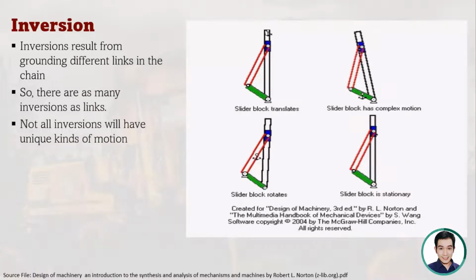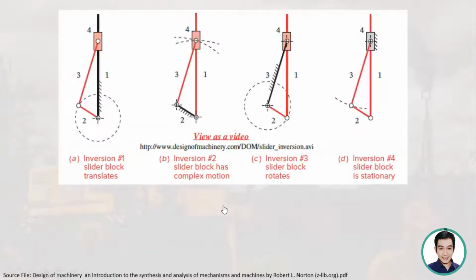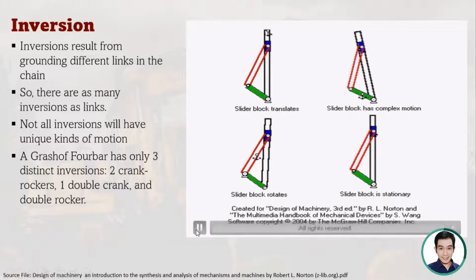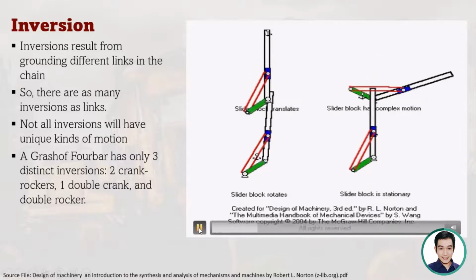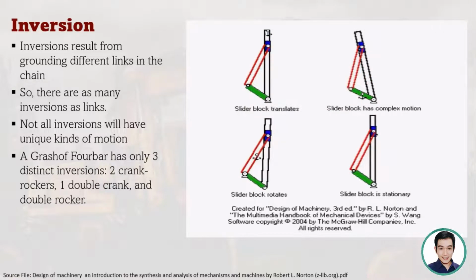However, not all inversions are unique. Some inversions may be the same. A Grashof 4-bar, for example, has 3 distinct inversions, which are the 2 crank rockers, the 1 double crank, and a double rocker. So in that particular video, we saw the 4 different inversions of this 4-bar linkage. So we have a slider block which translates, a slider block which has a complex motion, a slider block which rotates, and a slider block which is stationary.